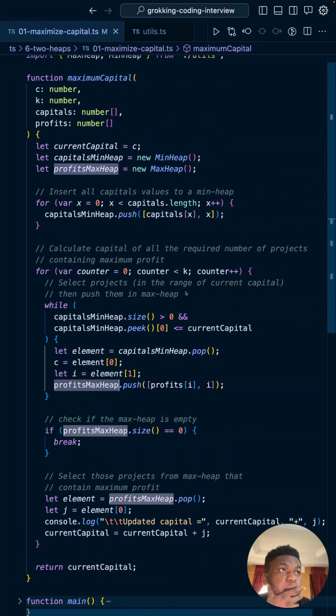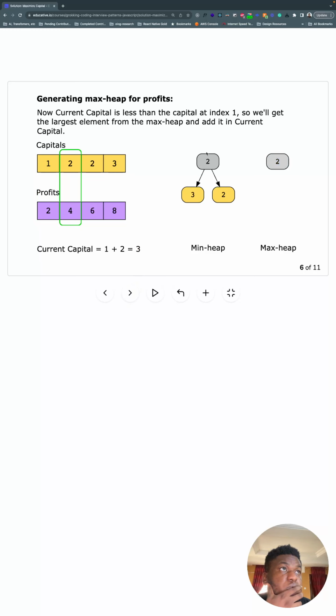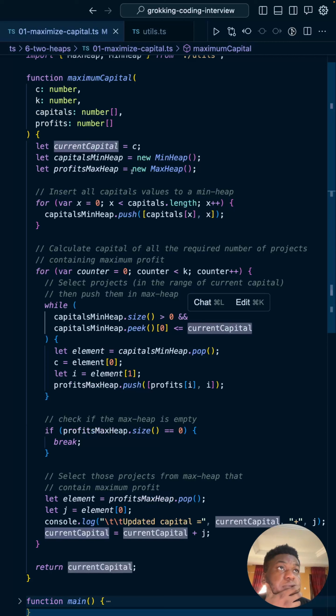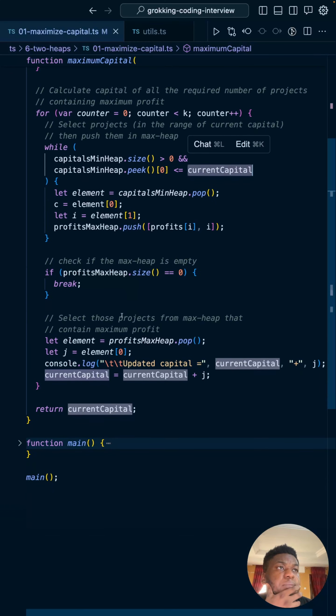And then it does it more than once. Afterwards, 2 comes up here, but this loop terminates because our current capital for now is still 1. So it breaks out of this loop and comes over here. Is the profit size 0? No, it's not. Because that would mean he can't afford anything, if it were to break at this point.